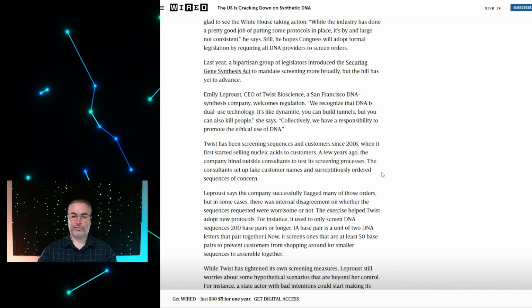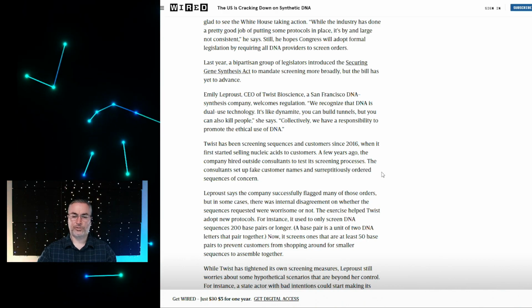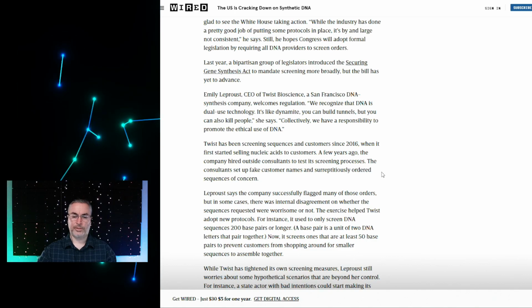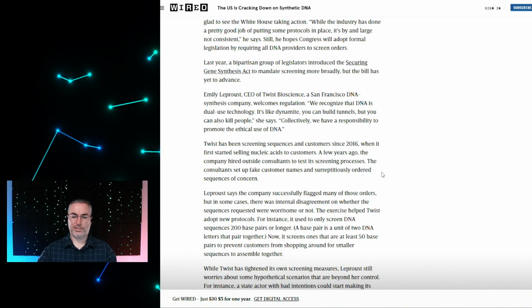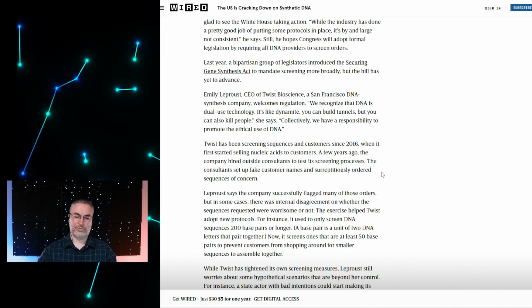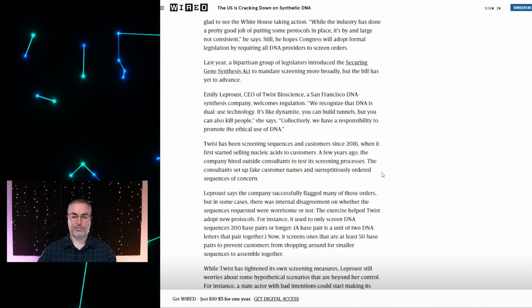For instance, it used to only screen DNA sequences 200 base pairs or longer. A base pair is a unit between two DNA letters that pair together. Now it screens ones that are at least 50 base pairs to prevent customers from shopping around for smaller sequences to assemble together.